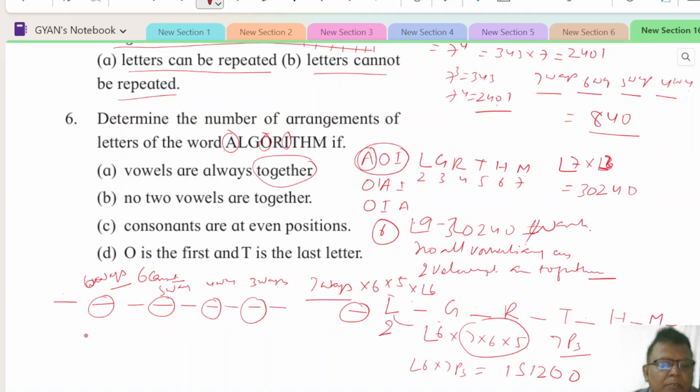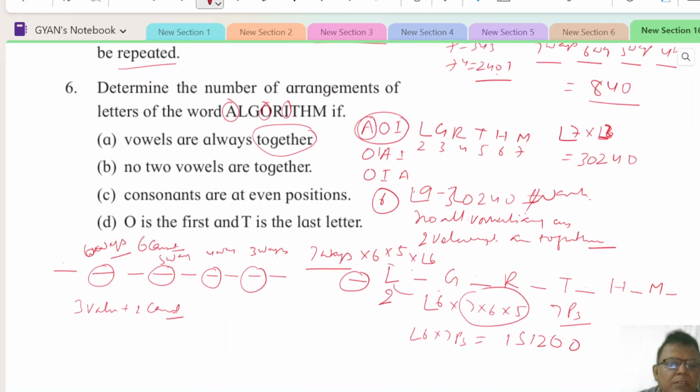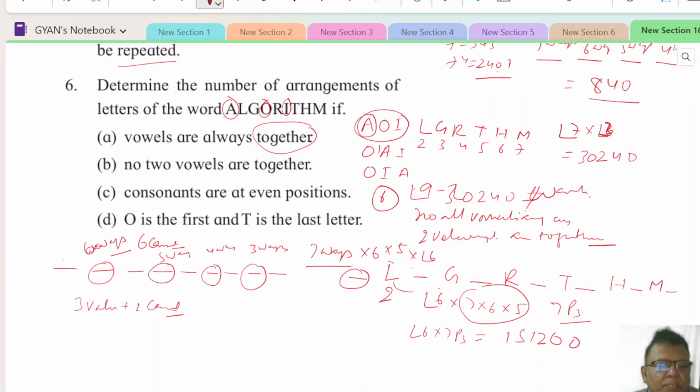So how many vowels are there? Three vowels plus two consonants, that you can put anywhere. So how many places are remaining? That is five places. So five places and five alphabets are there. So that will be 5P5, that means factorial 5, into 6 into 5 into 4 into 3. That will be equal to 43200. So this will be the answer.